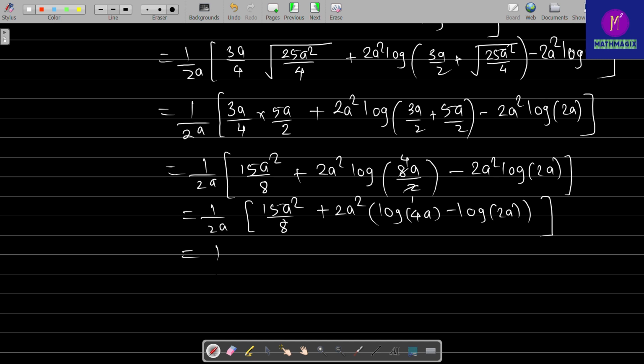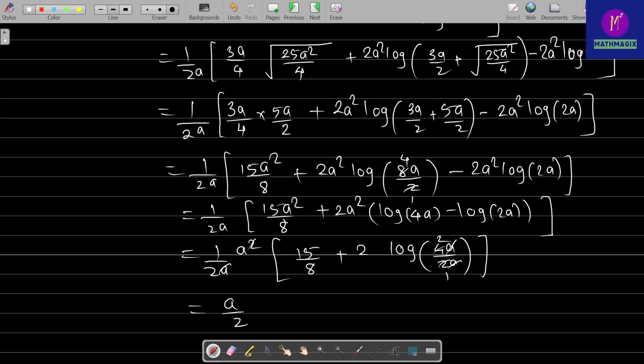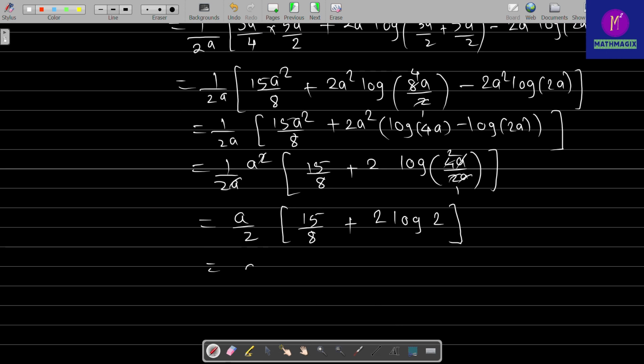So this is equal to 1 upon 2a. If I take a square common, I'll get here 15 by 8 plus 2 times. Here I can apply the property of log, that is log a minus log b is log a by b. So this is nothing but log of 4a upon 2a. So clearly this a gets cancelled. Here this a also we can cancel out. So we will get the answer as a by 2 inside the bracket 15 by 8 plus 2 log 2. We can multiply by this 1 by 2 inside. So we will get 15 by 16 plus log 2.